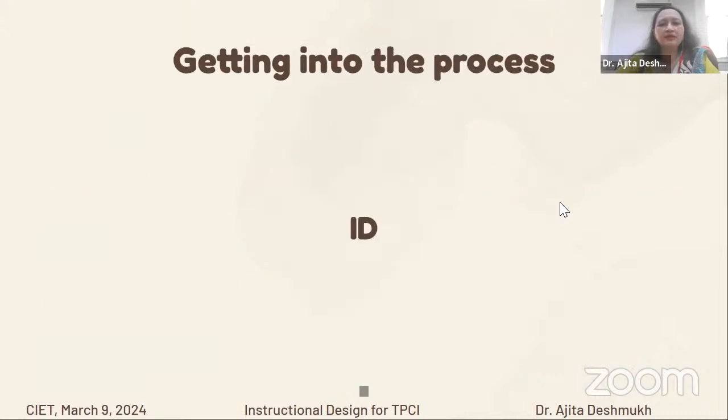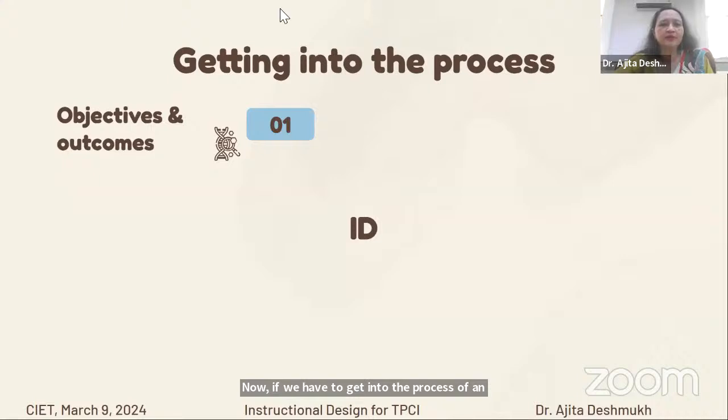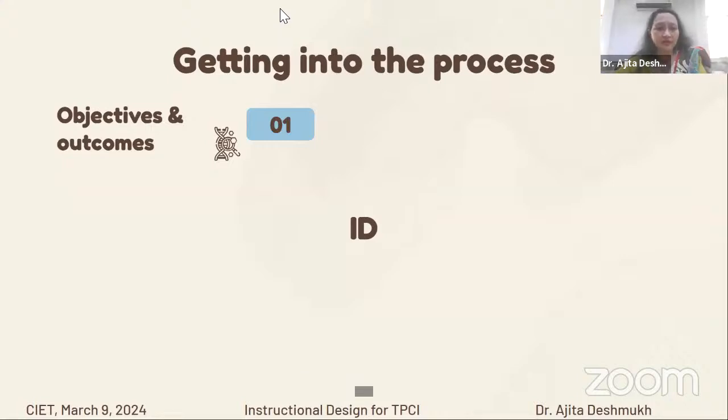Okay. Now, if we have to get into the process of an instructional design and उसको यूज करके अगर हम यहाँ पर कोई भी चीज को डेवलप कर रहे हैं, लेट अस अज्यूम कि हम कोई एक रिसोर्स डेवलप कर रहे हैं, हम कोई मॉड्यूल डेवलप कर रहे हैं जिसमें कोई वीडियोस हैं, कुछ ऑनलाइन टूल्स हैं. So what are the objectives of doing this? What is the outcome that is expected?